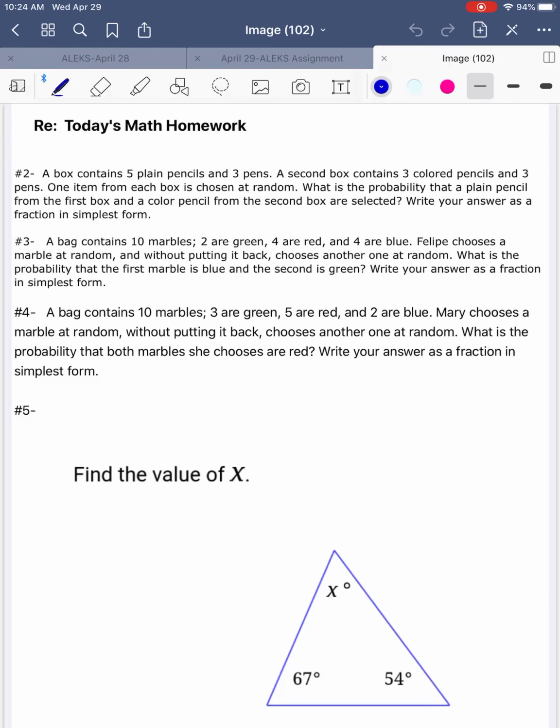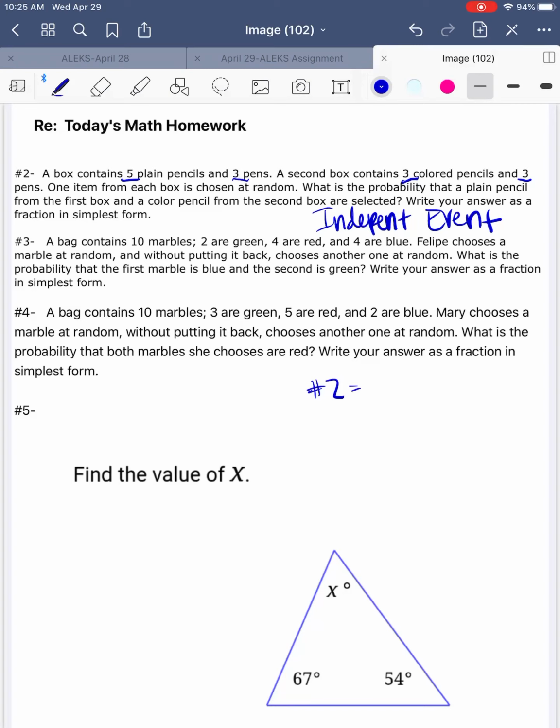All right, and I might use this area down here so we have enough room to work on this. This problem is talking about 2 separate boxes, so that means it's an independent event. The first event and the second event don't change each other. So on this one, we want to look through and see what we have. A box contains 5 plain pencils and 3 pens. The first box does. The second one has 3 colored pencils and 3 pens. One item from each box is chosen at random.